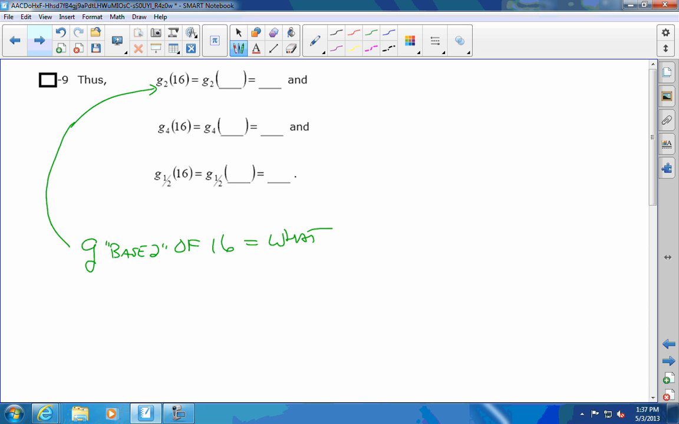G base 2 of 16 is the same as G base 2 of 2 to the 4th, and that equals 4. G base 4 of 16, I think we just did this one, is 4 squared, which is 2 when I lift off the power. And this is the one that Alexandra just did for us. G base 1/2 of 16 is 1/2 to the negative 4 power. I lift off the exponent and get negative 4. Okay? Getting the hang of it?